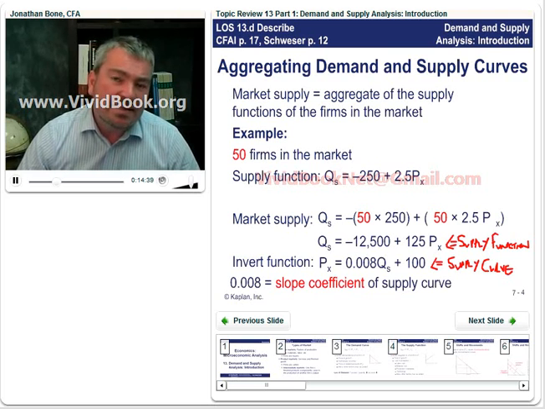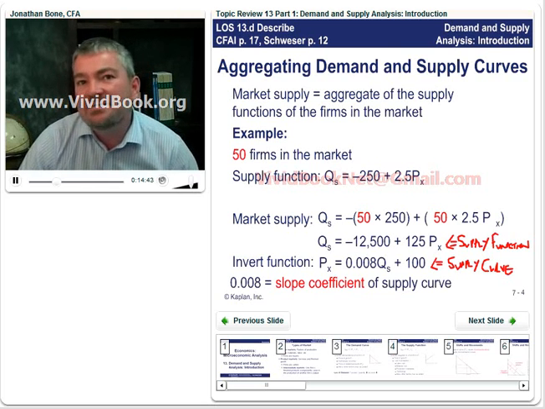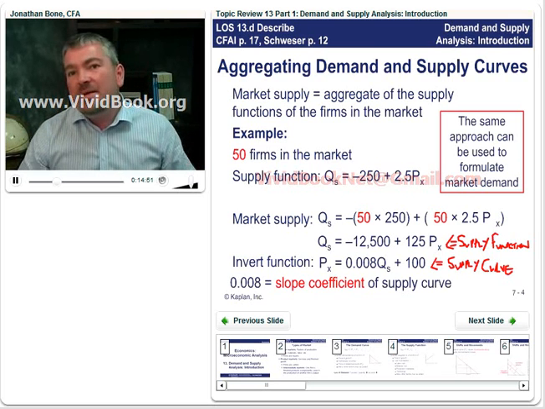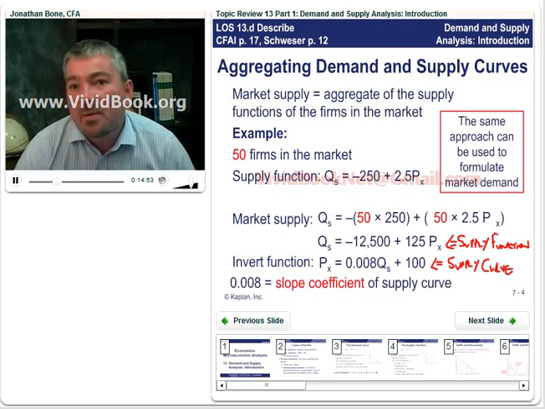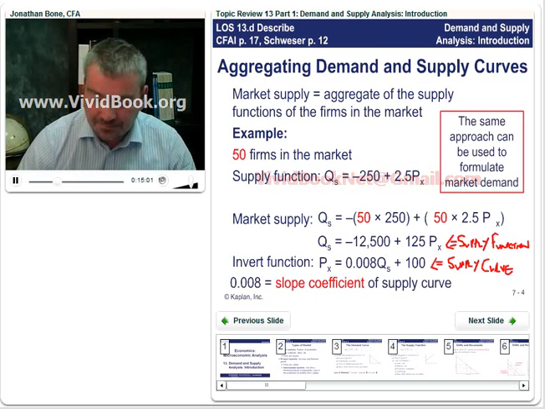Okay, so aggregating to get the aggregate supply or the total supply of the marketplace is very, very straightforward. All we have to do is sum the supply functions of each firm within the marketplace. And the same is true of demand. If we want market demand, the aggregate demand in the marketplace, all we need to do is sum the demand functions of each firm within the market.